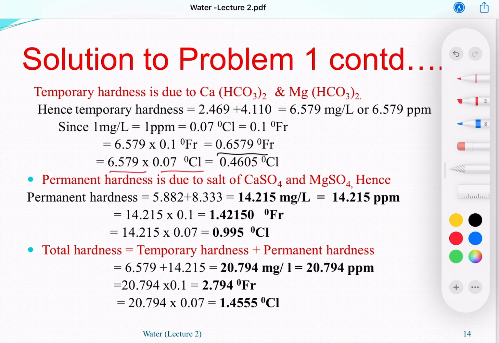Similarly, permanent hardness, as I told you, we add hardness due to calcium sulfate and magnesium sulfate. After that, we get it in milligram per liter or ppm, then you multiply by 0.1. So you get it in French, then you multiply by 0.07, you get it in degree Clark. So this is how you get it. And for total hardness, you add temporary hardness and permanent hardness, and I think you should be able to do it on your own. So this is how we can convert it into different units of hardness.